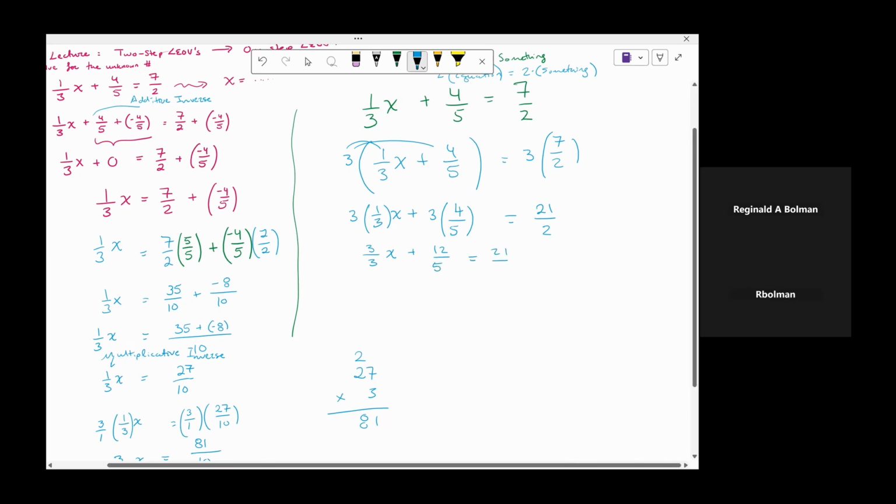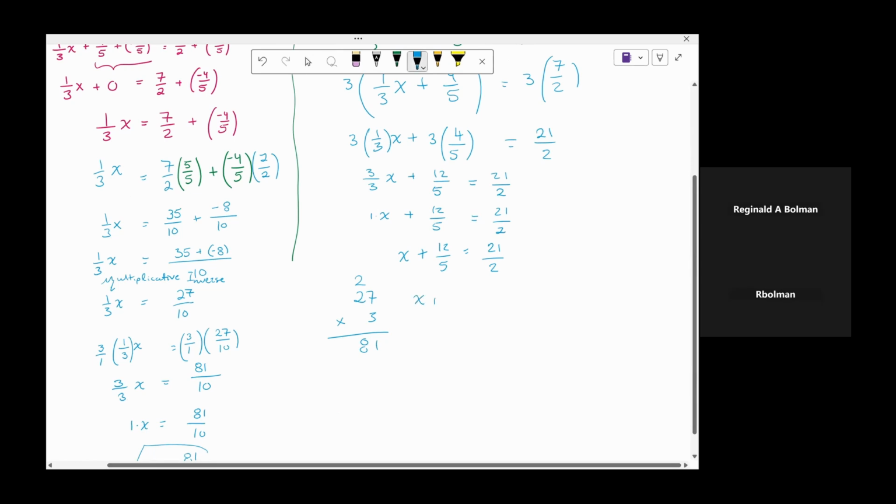Now, in some instances, it's instructive to at least demonstrate to students that you can indeed start with a multiplicative inverse if you so choose, but that we usually don't, because it'll lead to more steps. So what's going to happen here is you've got 21 over 2 on the right side of your equal sign, and you've got 1 times x, or just x, on the left side. 3 times 4 became 12. So now you've got 12 over 5 being added with x is equal to 21 over 2.